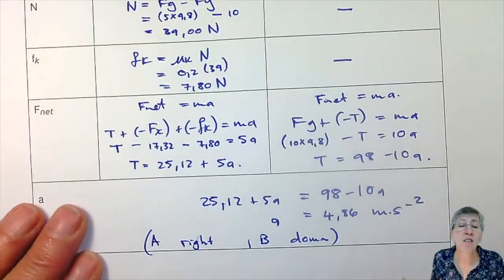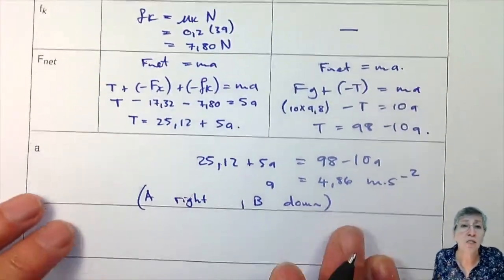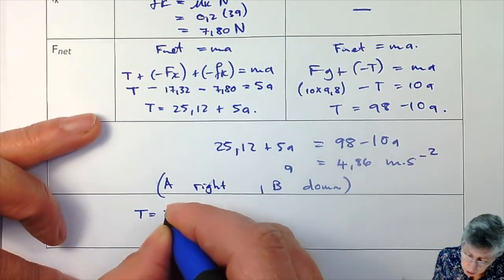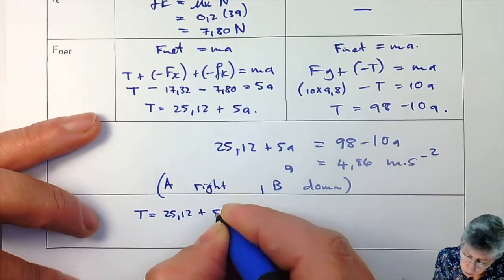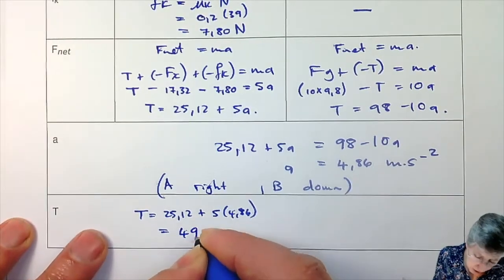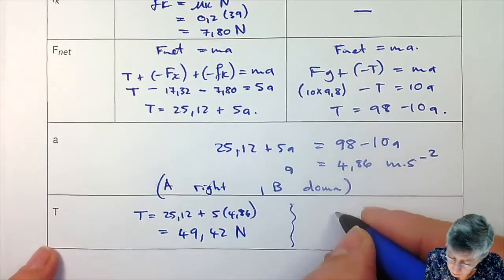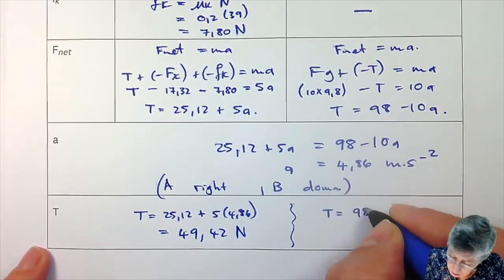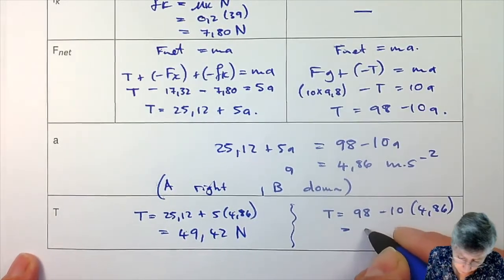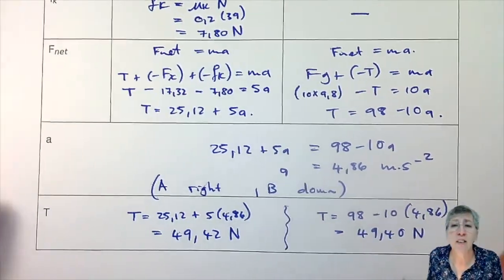Right, but we still haven't answered our question. The question up there was calculate the tension in the rope. So for tension in the rope, we're just going to substitute back. So here we end up with T being 25,12 plus 5 times 4,86. If you do that, you end up with 49,42 newtons. Or you could have chosen the other one, right? So there it would have been 98 minus 10 times 4,86 to give you 49,40 round. Little rounding difference.